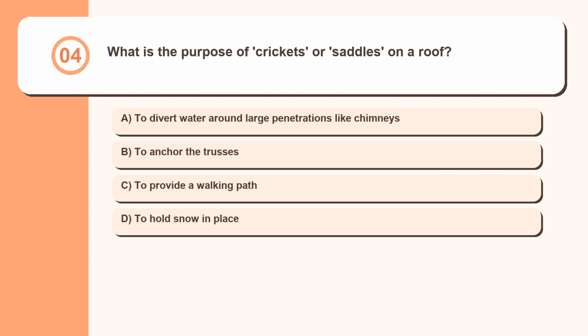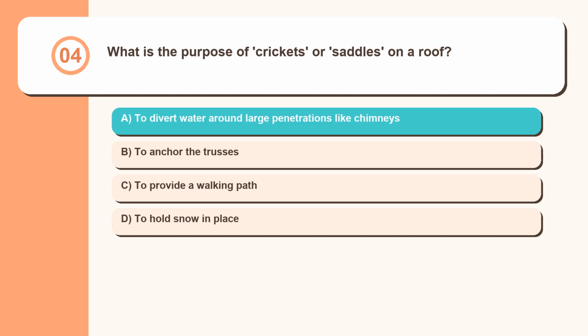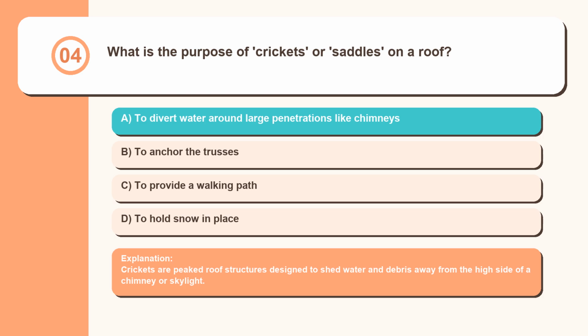Question 4. What is the purpose of crickets or saddles on a roof? To divert water around large penetrations like chimneys, to anchor the trusses, to provide a walking path, to hold snow in place. Crickets are peaked roof structures designed to shed water and debris away from the high side of a chimney or skylight.